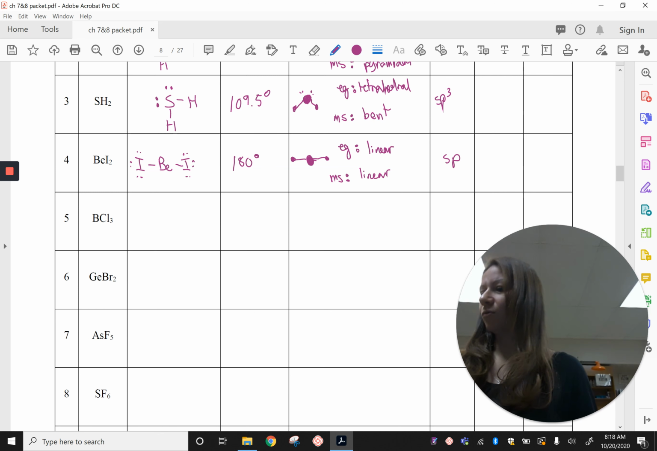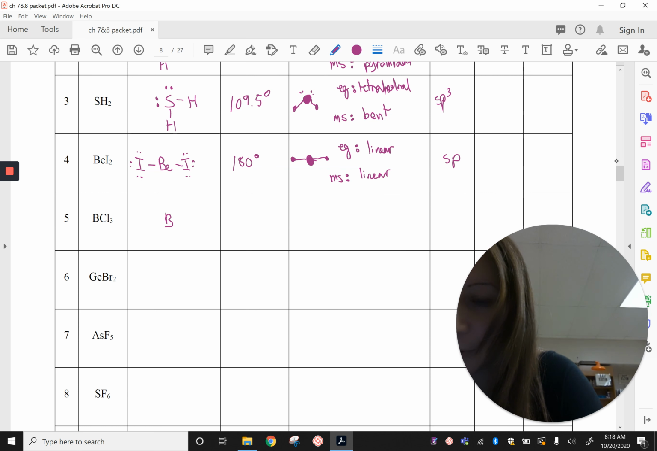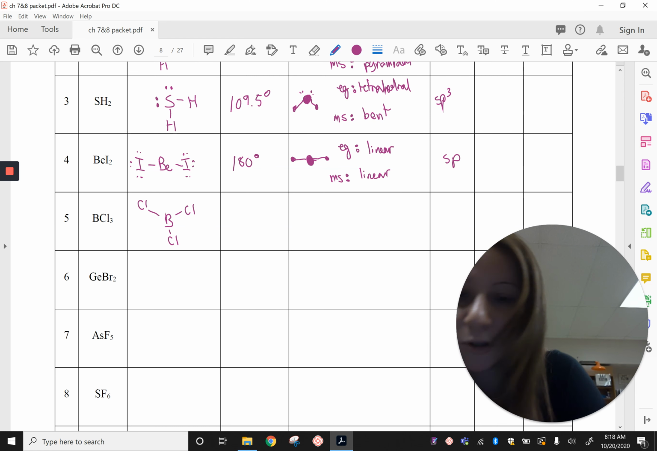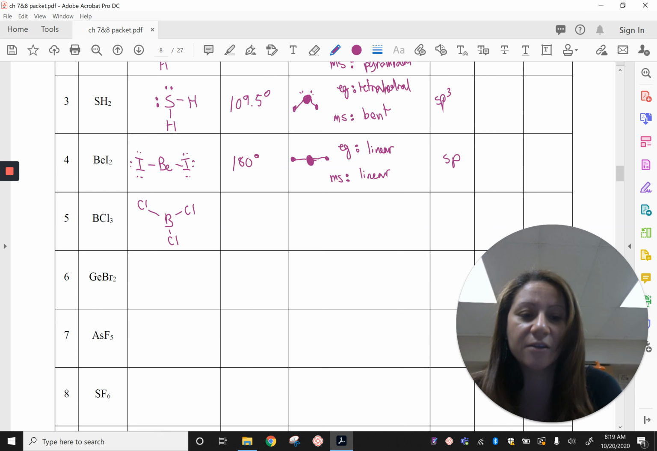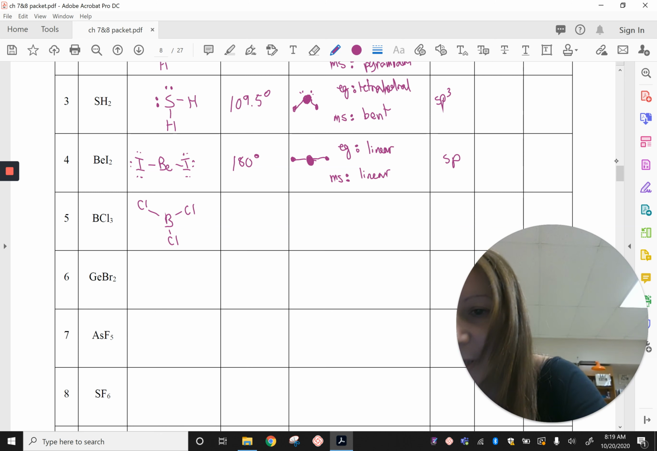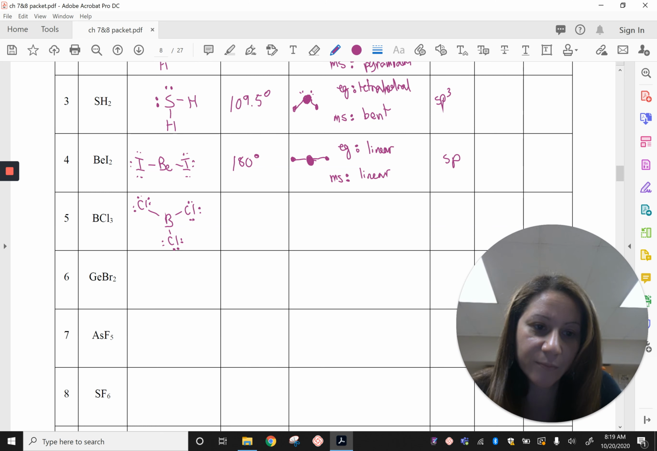BCl3. So boron has 3 valence electrons. It has to bond to 3 chlorines. 1, 2, 3. So we've used up all its valence electrons. Each chlorine has 7. So 1 is in the bond, and then the other 6 are in lone pairs. So each of these chlorines has 3 lone pairs. So it looks like this.